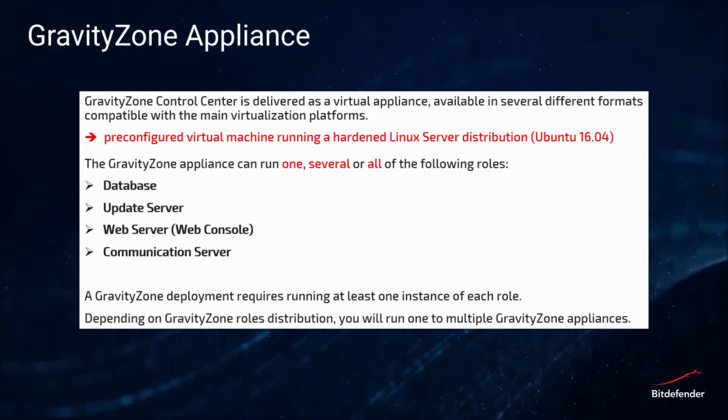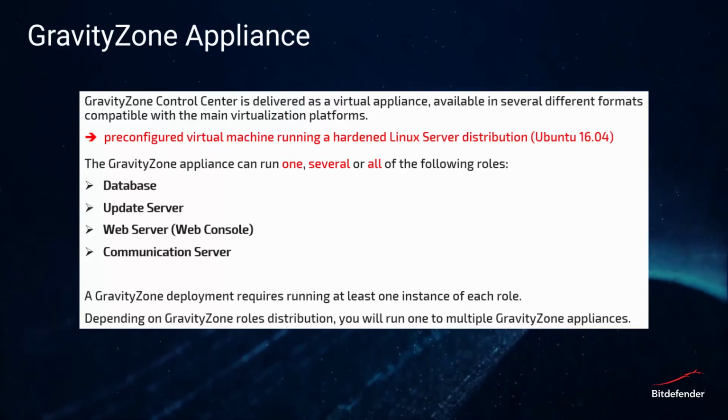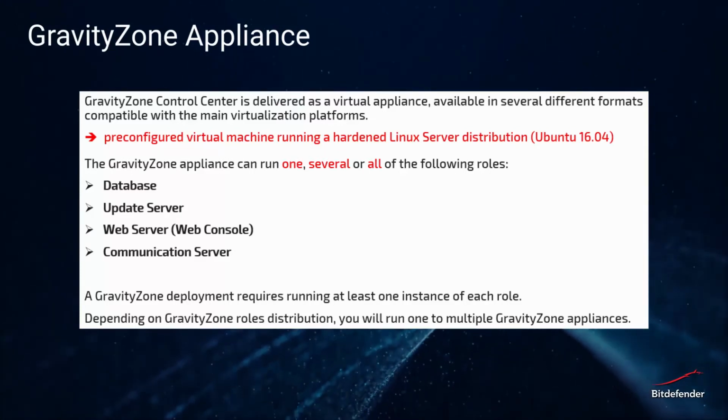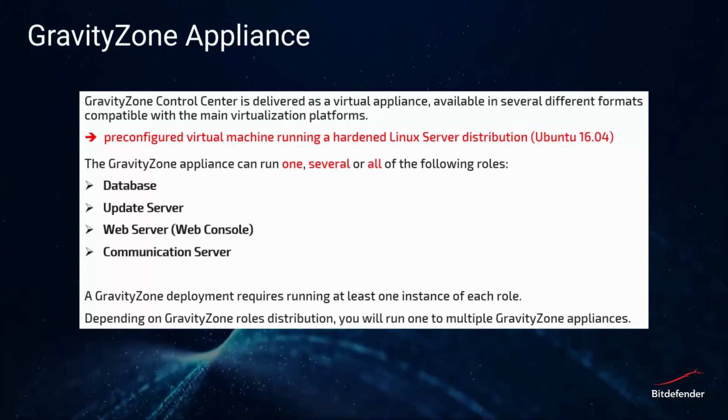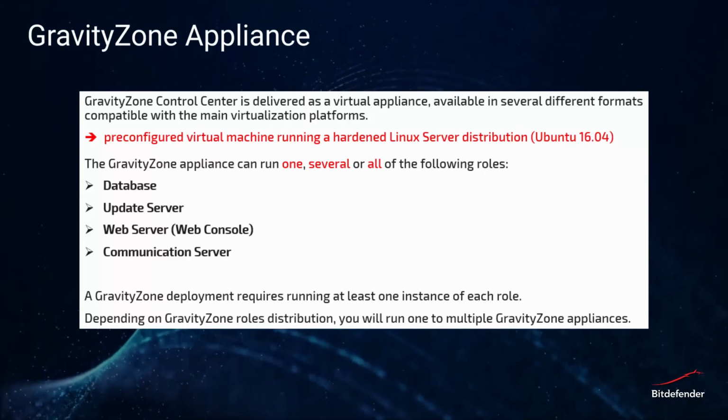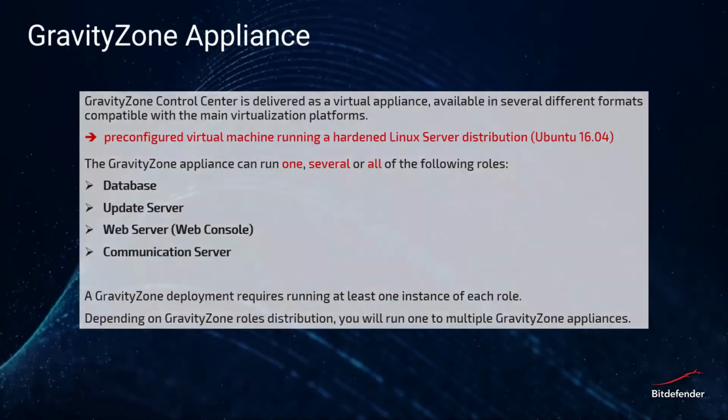Depending on the roles distribution, you will deploy and run 1 to 4 GravityZone appliances, or even more when role balancers are being used. Possible deployment scenarios for the GravityZone roles on appliances will be presented later during this training.